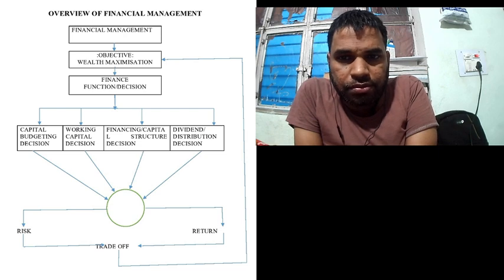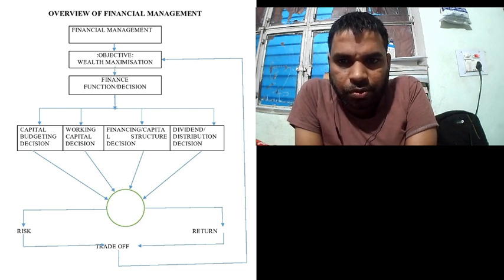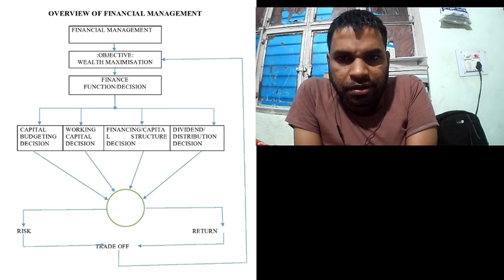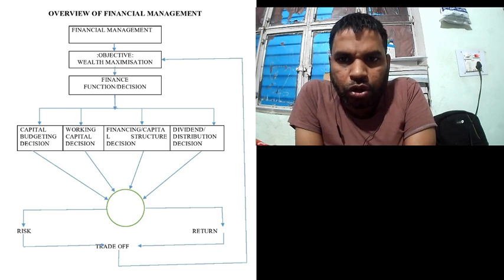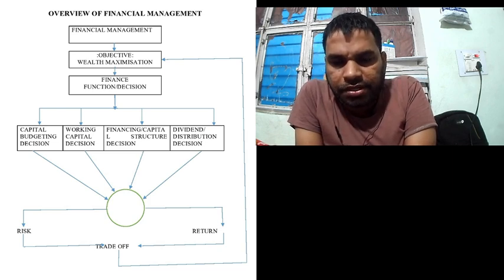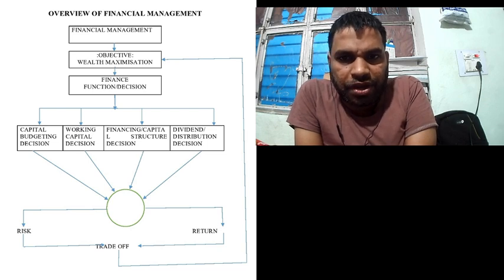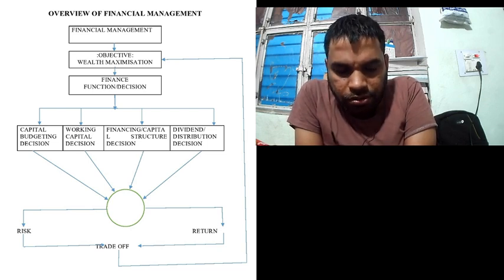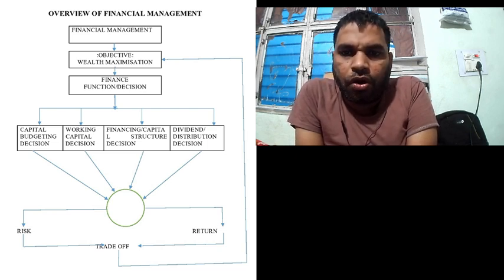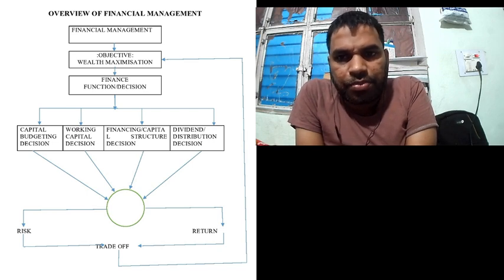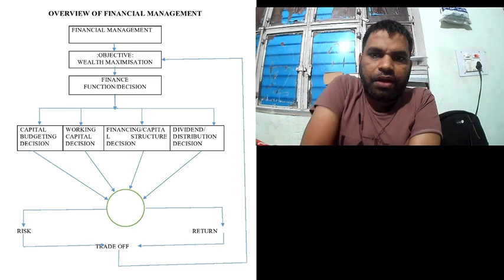So before understanding financial management, let's talk about what is finance. Finance is about money, and every money is not finance. The money that is readily available to use in the business is called finance, and management, as you all know, is about planning, organizing, directing, commanding, and controlling. So financial management is about planning, organizing, directing, commanding, and controlling the financial resources of the business, whether present or the future financial resources. So let us start.